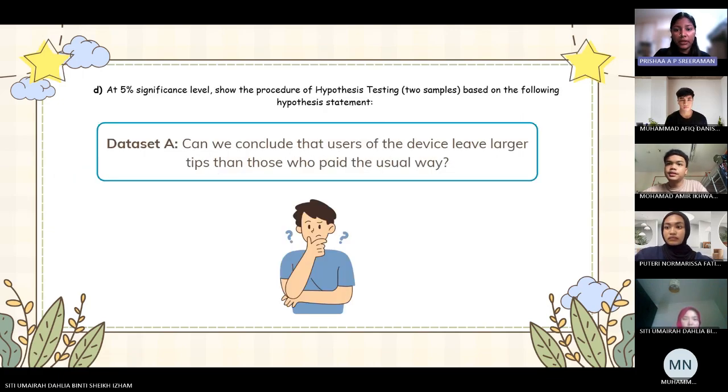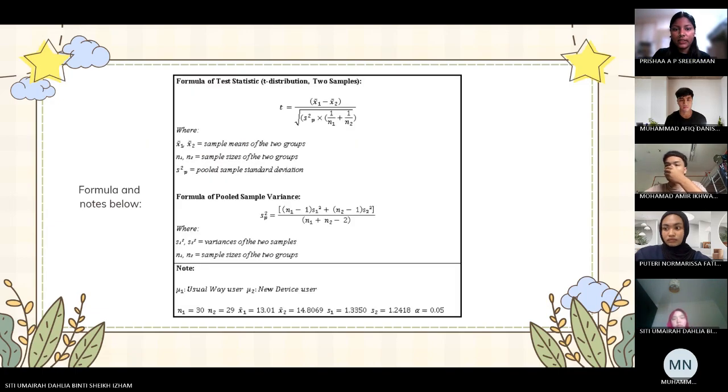Moving forward with question 1D: at the 5% significance level, show the procedure for hypothesis testing with two samples. The dataset is already given. This slide shows the formula for the t-statistic. It's the difference between the two groups' means divided by the standard error. In simple terms, it tells us how many standard errors apart the two averages are. A bigger t-value means stronger evidence that device users and usual users tip differently.